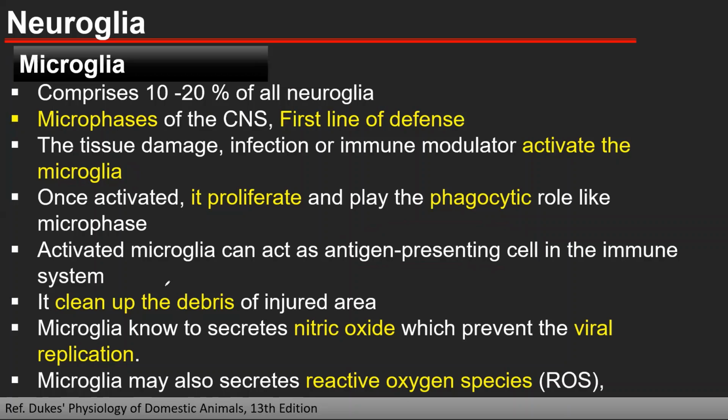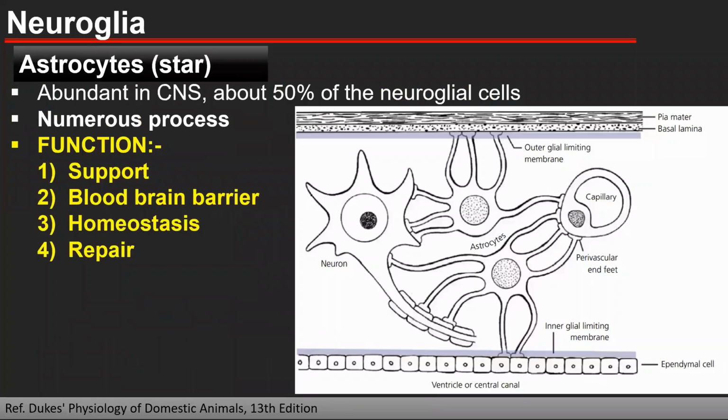Microglia clean up the debris of the injured area of the central nervous system. Microglia are known to secrete nitric oxide, and they also secrete reactive oxygen species or cytotoxic substances that kill the bacteria or prevent the replication of the virus, and it prevents the neurons or other glial cells from damaging. So these are the first line of defense, or macrophages of the CNS.